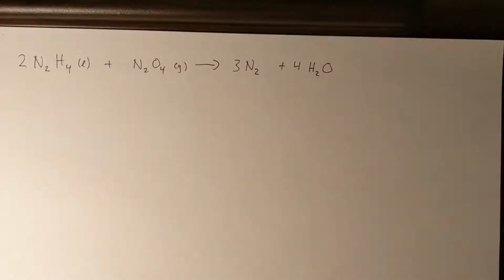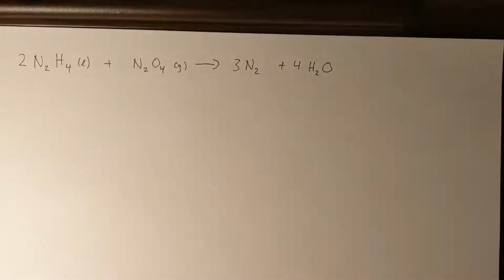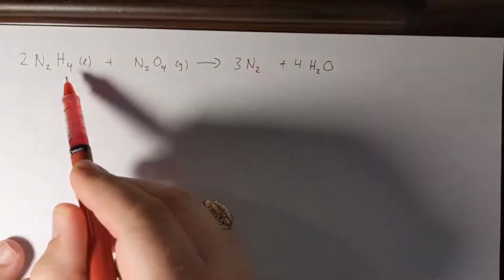In this problem, we want to identify the oxidizing agent and the reducing agent, and we have our reaction already written out for us. So to begin this, we want to assign an oxidation number to each atom in the reaction, so each atom in each compound. We'll start with our N2H4.